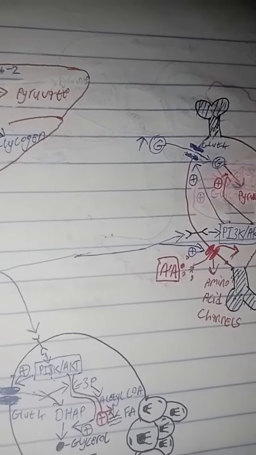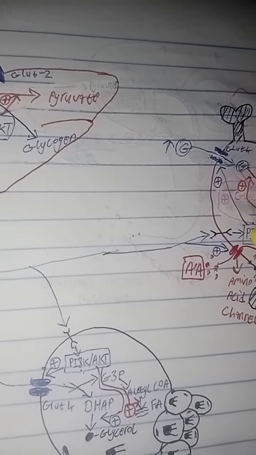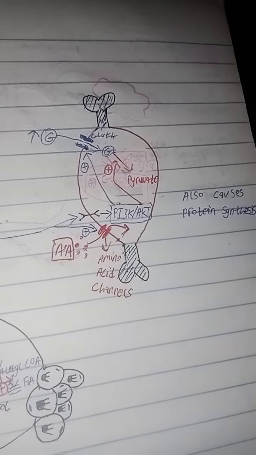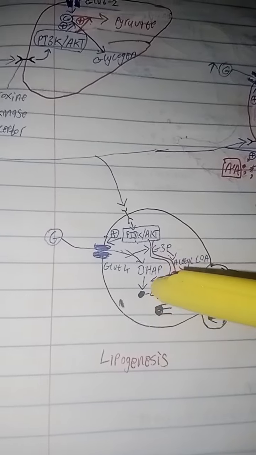And also, this PI3K and AKT also activates the amino acid channel, causing amino acids to go in and also promote protein synthesis. Now, lastly, we have the fat cell.